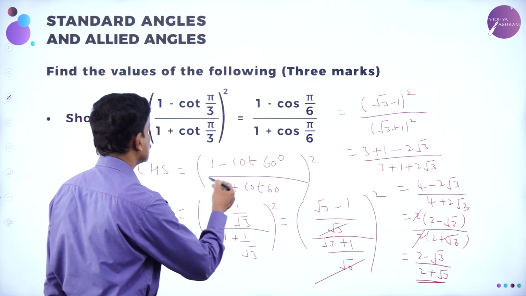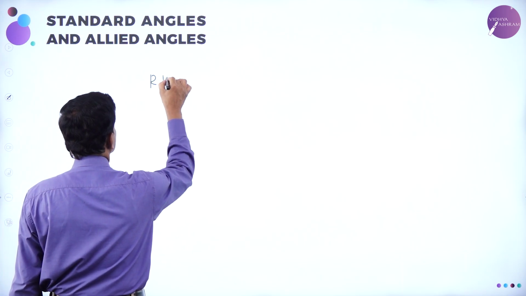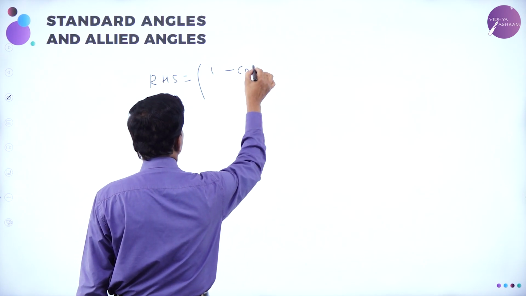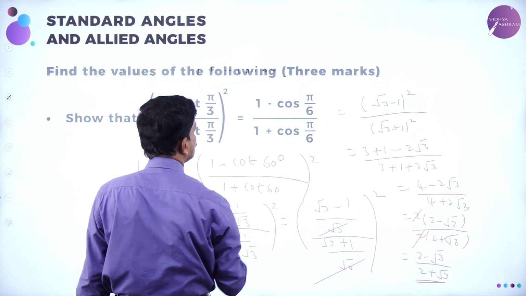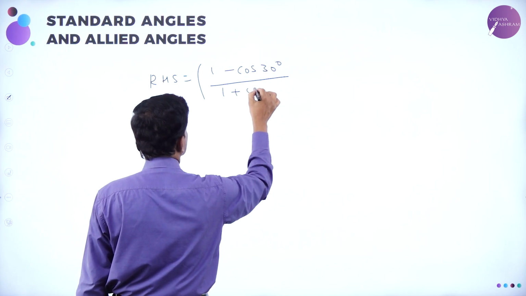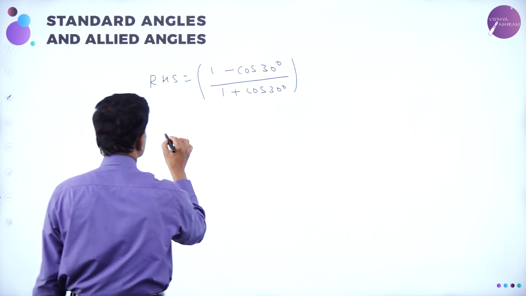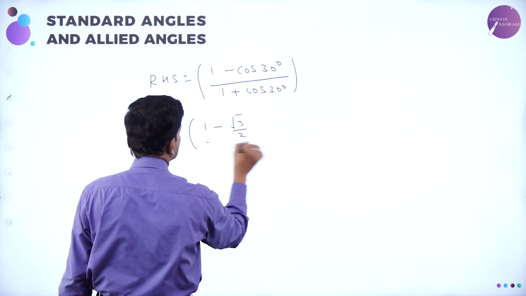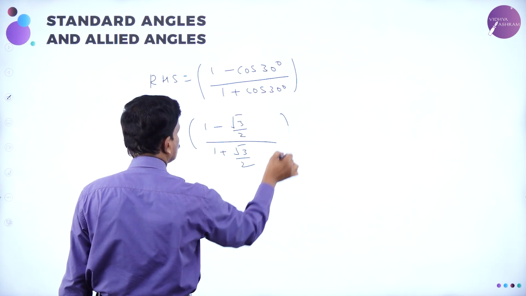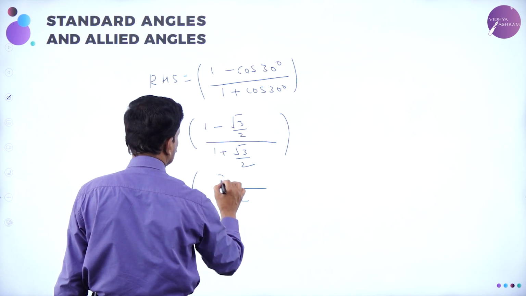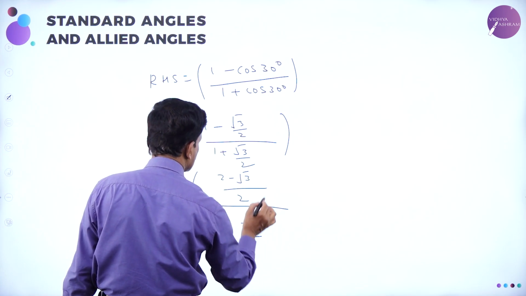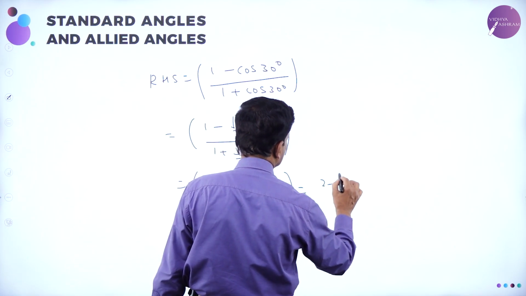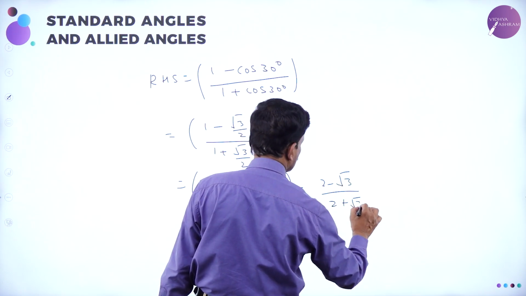Let us go to the RHS. What is RHS? 1 minus cos pi by 6. Pi by 6 is nothing but 30. Cos 30 divided by 1 plus cos 30 degrees. Now this is equal to, cos 30 is root 3 by 2, divided by 1 plus root 3 by 2. Take LCM, 2 is the LCM, 2 into 1 is 2 minus root 3, again 2 is the LCM, 2 into 1 is 2 plus root 3. 2 and 2 get cancelled. What we have is 2 minus root 3 divided by 2 plus root 3.